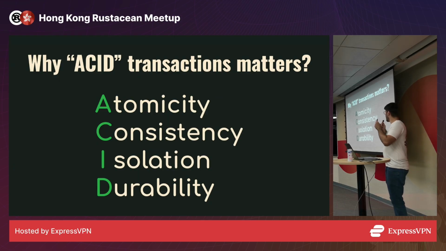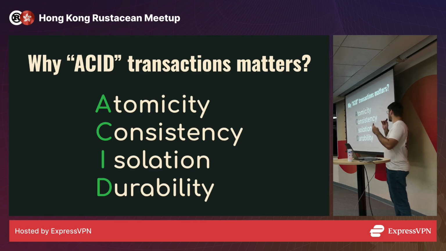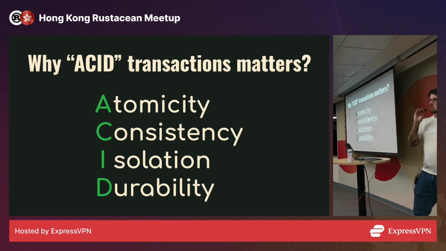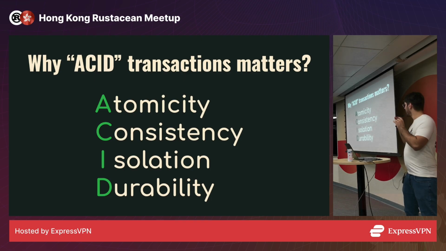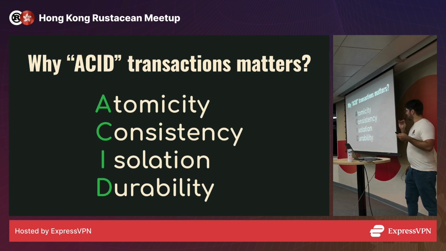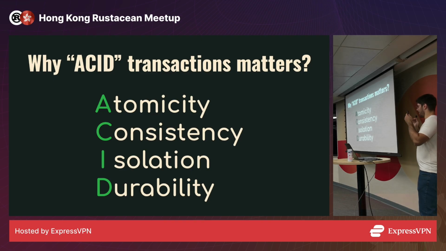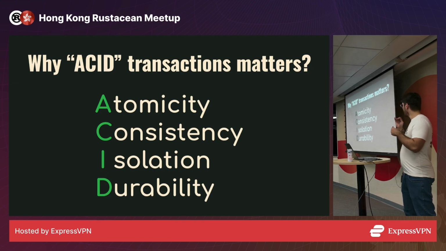ACID stands for atomicity, which means your transaction works as a whole unit. So you have a bunch of changes going on under a transaction. However, atomicity makes sure that either all the changes get committed or no change gets committed whatsoever. So it's an all or nothing choice to make. Another property from ACID is consistency, which is a lot of validations on your data. If your data is valid, it is consistent and it will get committed. If it's not consistent, it won't get committed.